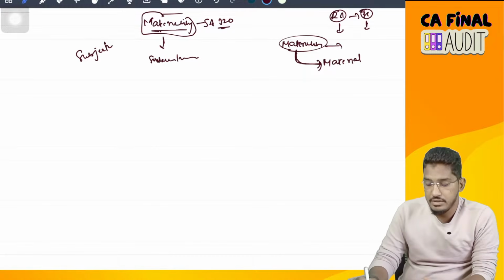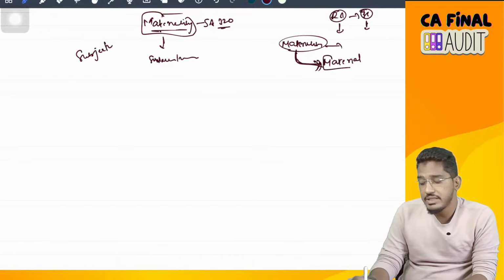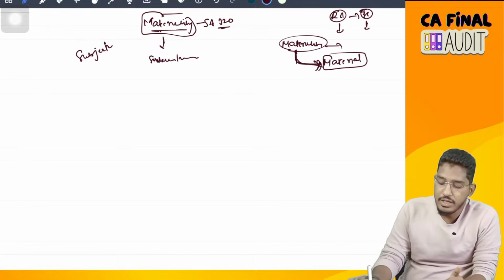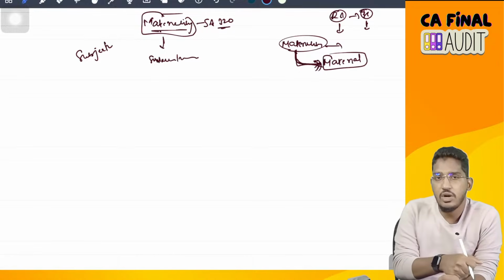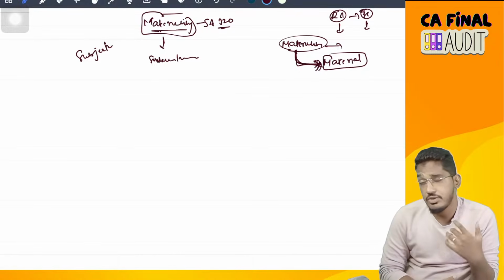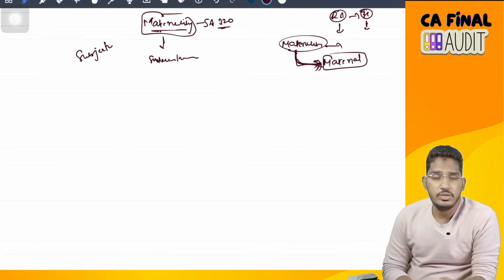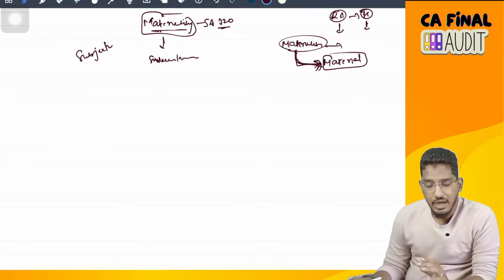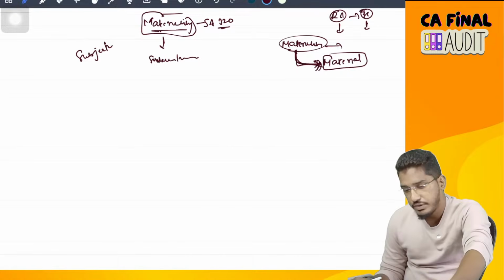So we are going to consider a misstatement as material if it could influence the economic decisions of users of the financial statements. Then we are going to consider that misstatement as a material misstatement. If it is not going to have an impact on the decision of the users of the financial statements, then we don't consider it as material.